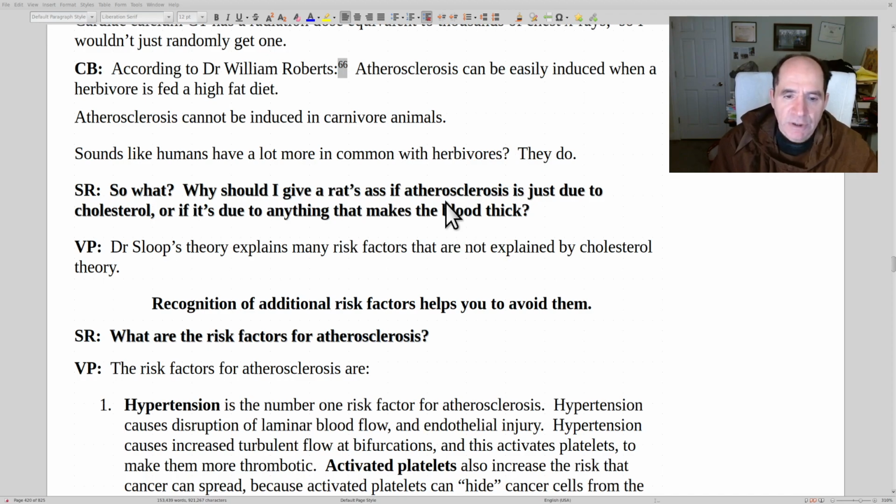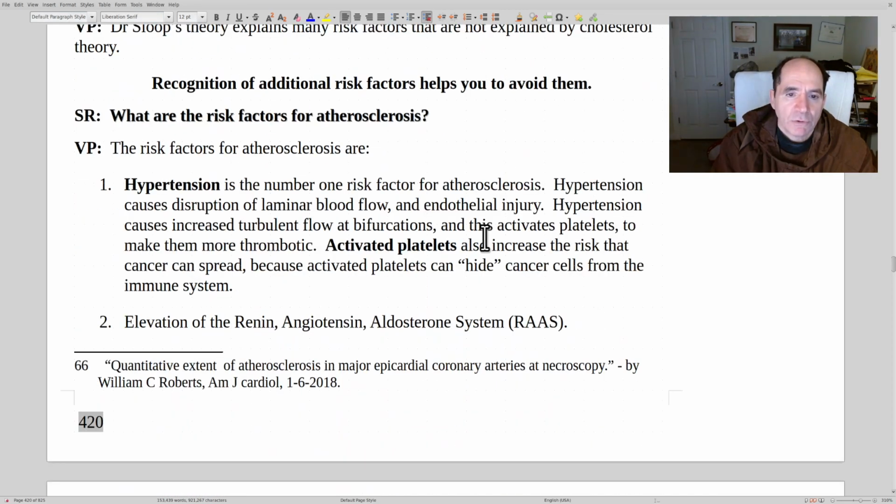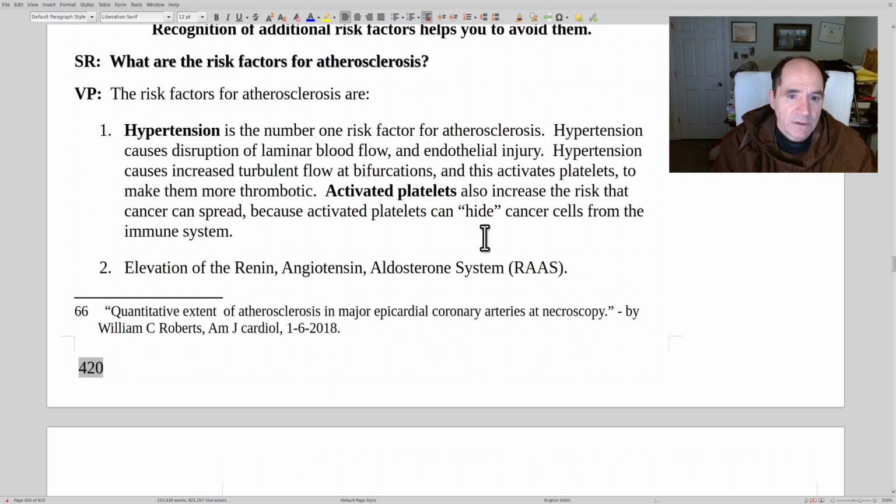Well, it's good to have a general idea of atherosclerosis because once you understand it, you can then understand Sloop's theory of atherothrombosis, because you can then understand the other risk factors pretty easily. So we talked about hypertension. Hypertension is the most common risk factor for small strokes in the brain. I see them all the time. Some patients have hundreds and hundreds of these little association cortex strokes.